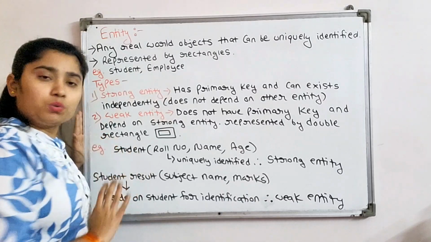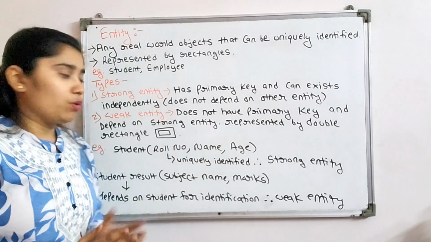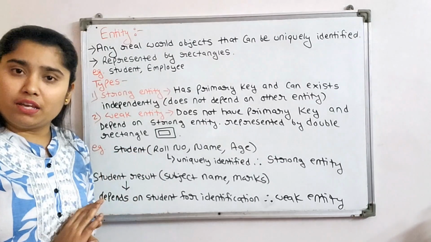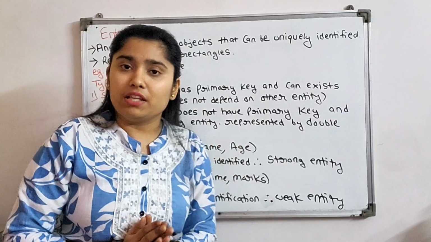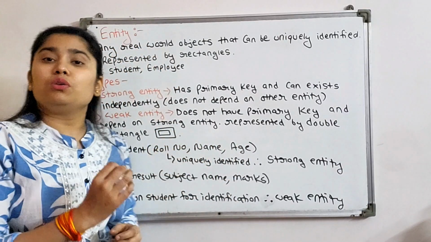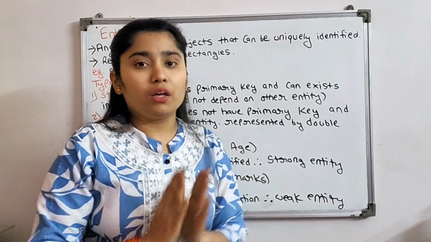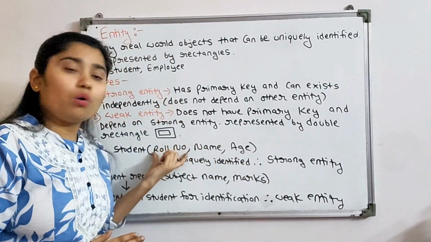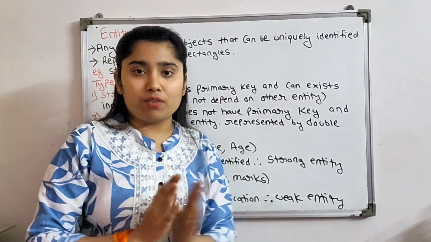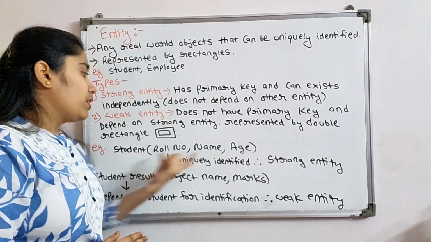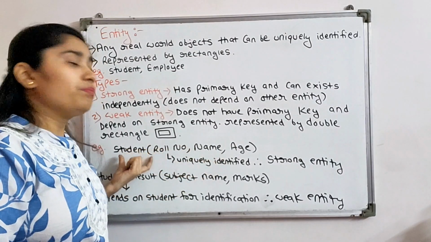Let's understand with the help of an example. Suppose we have a student table, which has some attributes such as roll number, name and age. Student is our entity, and we have attributes roll number, name and age. Here, roll number uniquely identifies any student. Every student has a unique roll number, so roll number is a primary key. In this table we have a primary key, therefore it is a strong entity.